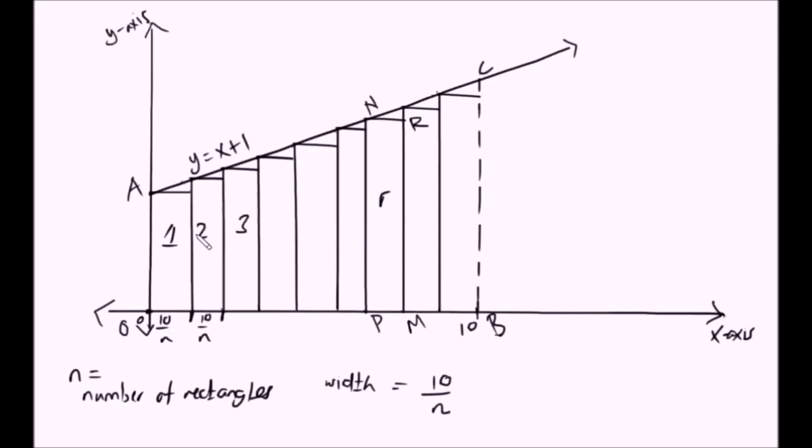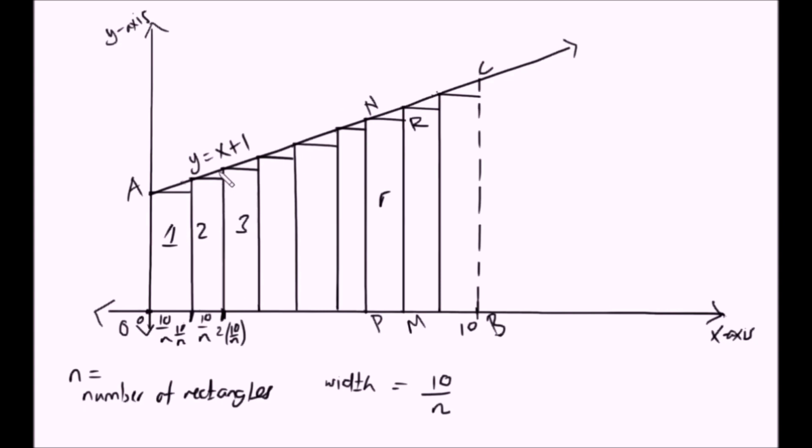Uso wa hii rectangle ya pili sasa, tunaona width ya rectangle ya kwanza ni 10 over n, maana urefu toka hapa mpaka hapa ni 10 over n. Maana hapo ni 10, upo at x equals to 10 over n. Uso wa rectangle ya tatu sasa, maana itakuwa ni 10 over n jumlisha 10 over n. Maana hapa ni x equals to 2 times 10 over n.